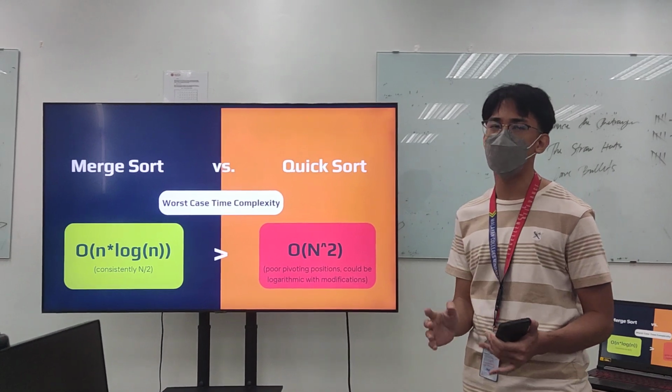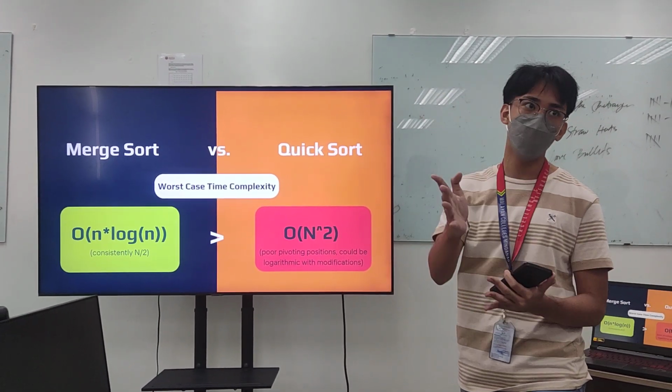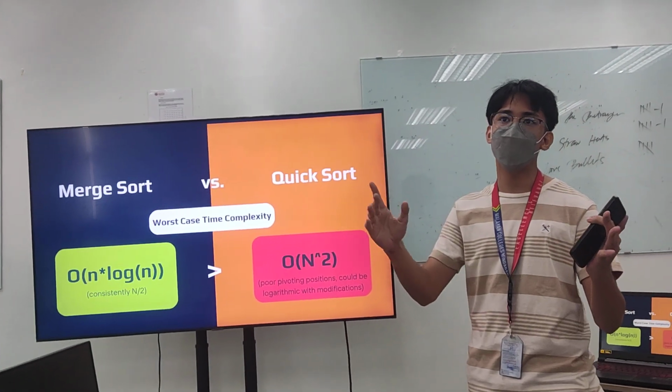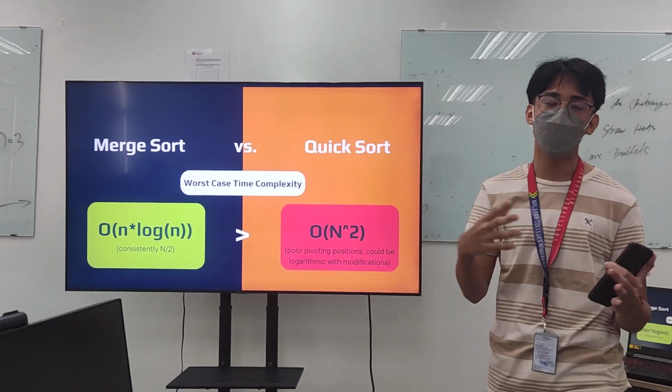MergeSort is faster due to how efficient it is in dividing subarrays by 2 constantly. So it means whenever there's a large array, the number of iterations would always be the same because you divide it by 2 every time.